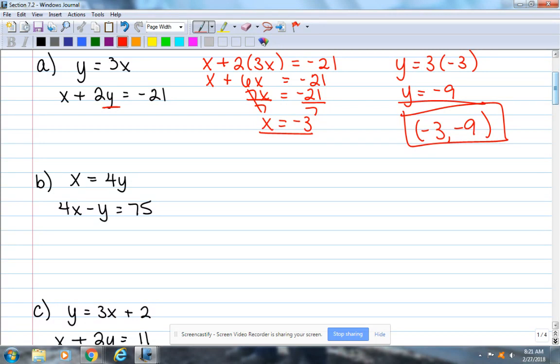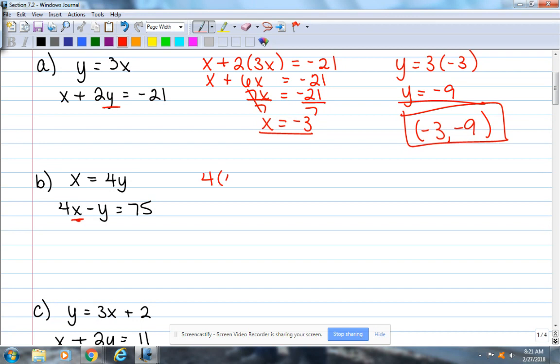So you want to look for a variable that says it equals something. X equals something or y equals something. So does it tell me that x equals something or y equals something? It tells me x equals what? 4y. So anytime I see an x, I can replace it with what? 4y. So in that second equation where they have an x right there, I can plug in 4y. And that's what I'm going to do.